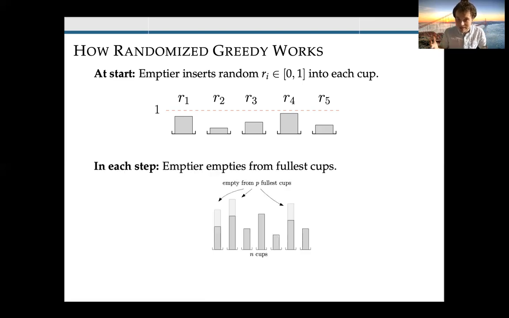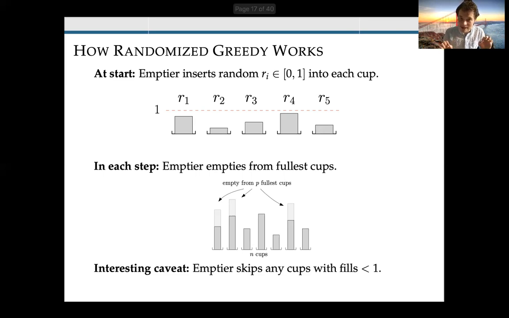Then from then on, the emptier just follows a greedy algorithm. They always empty from the P fullest cups. There's one very important caveat though, which is that the emptier will never empty from a cup if it contains less than 1 unit of water. That's because the emptier doesn't want to ever zero out a cup. If the emptier zeroes out a cup, then they obliterate the effect of the random initial offset that was put in that cup at the start of the game. So the emptier only wants to take water out in integer amounts. But besides that, the summary of the algorithm is very simple. You put some randomness in at the start, and then you empty greedily. And that's the randomized greedy algorithm.